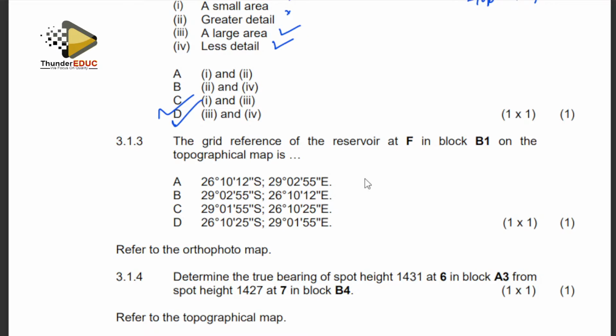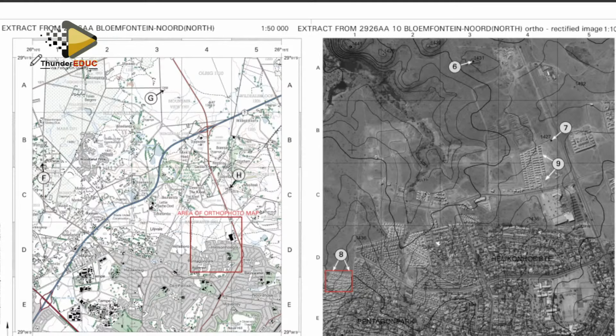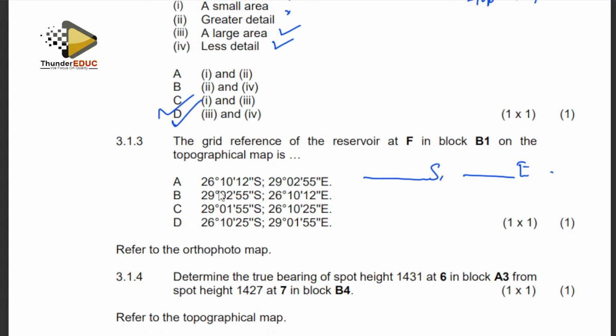So let us go to F. Where is F? F is here. Okay, the latitude here is 29. So the latitude should be 29. The longitude should be 26. We are coming here first to the options given. The latitude should be 29. So that means the only numbers that start with the 29 and S are these two. So this one is out and this one is out, because we start with a latitude that, according to the map, starts with 29.